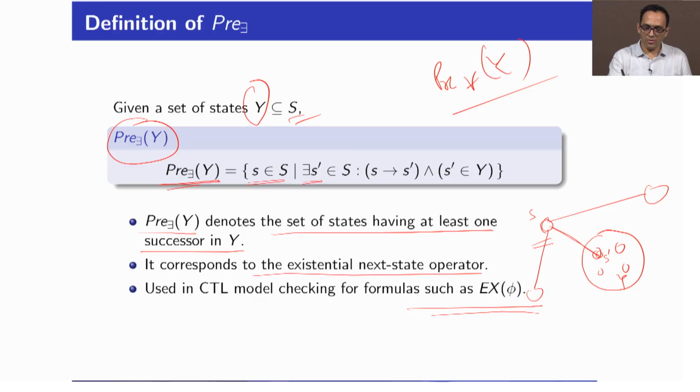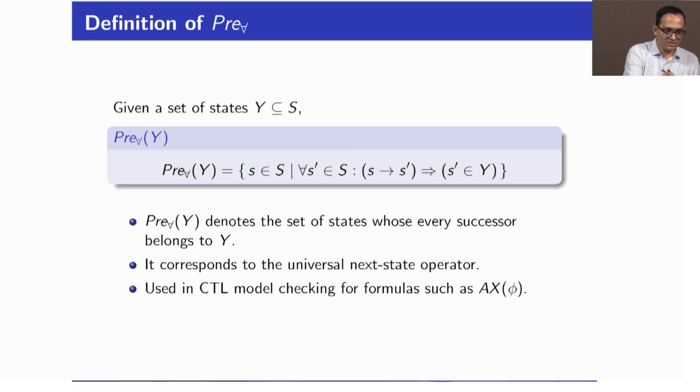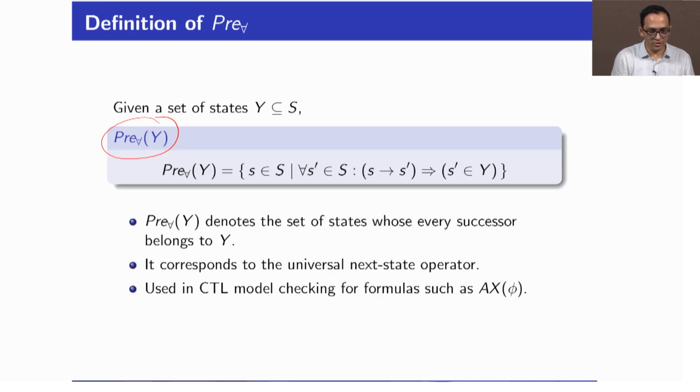Understood. So, I will identify the states S from where there is at least one transition to Y, and from Y I may have maybe 4 states. For each I will get something, and pre Y is all such states for which this is holding. Similarly, pre for all is the similar thing. Here all successors are going to Y. So, effectively pre for all Y denotes the set of states whose every successor belongs to Y.